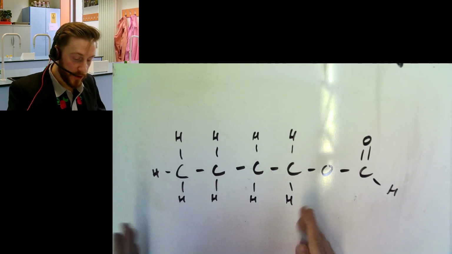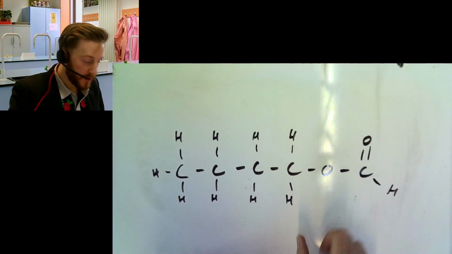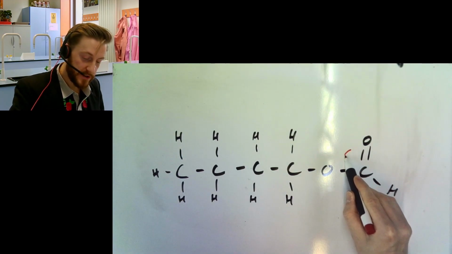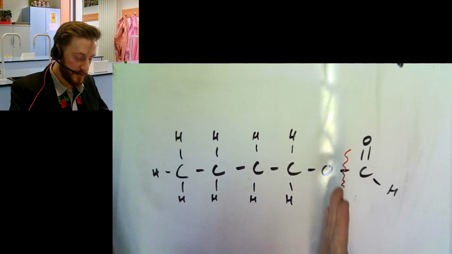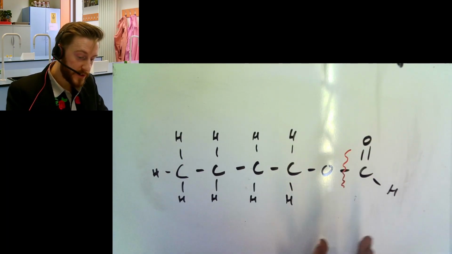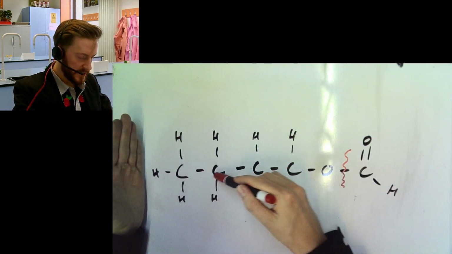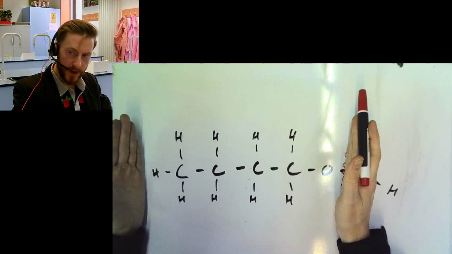As always, I want to try and find this ester link where the O and the C double bond O are connected together, and that's where I imagine that split taking place between my two parts. The next thing I need to do is work out which side is the alcohol and which side is the acid. Now, the alcohol is going to be this much longer section here because that's the one connected to the O along where that split is.